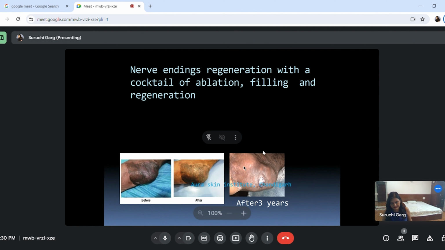So this was quite astonishing again, how the scar kept modifying over a period of 2.5 years with the cocktail of fat grafting, PRP therapy, and erbium YAG laser.